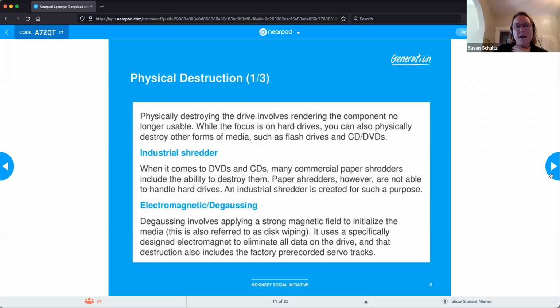If you're degaussing the drive and wiping the data off, wouldn't it make the drive unusable also? Well, you would probably have to do a low level format after that to reorient the drive to where it could be written again. Okay.